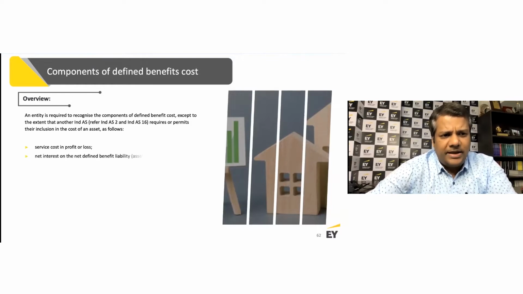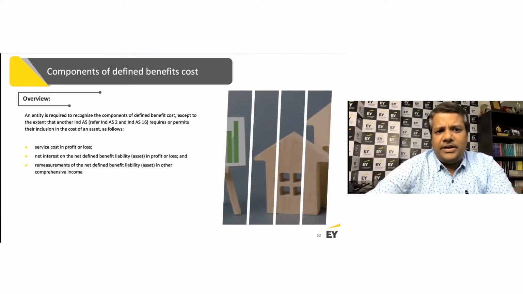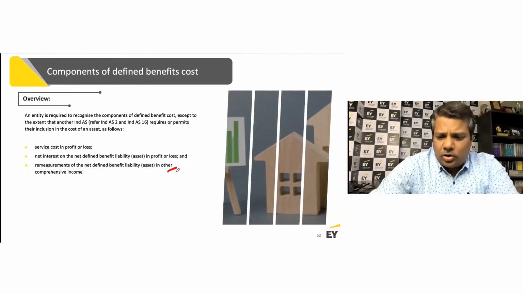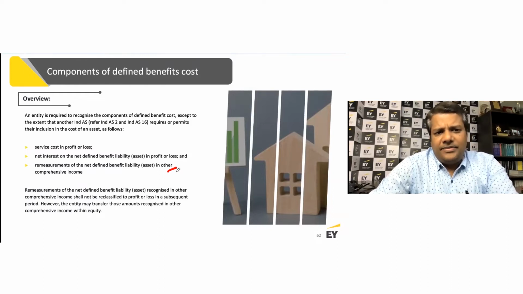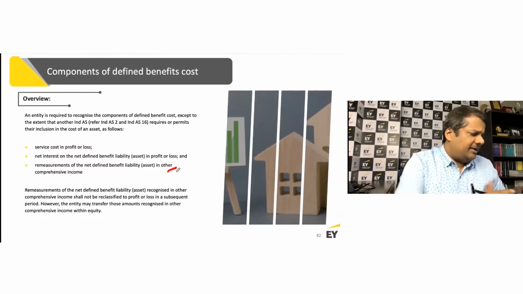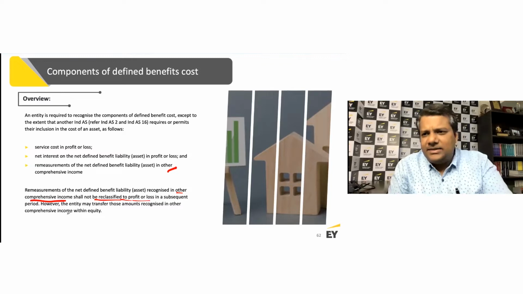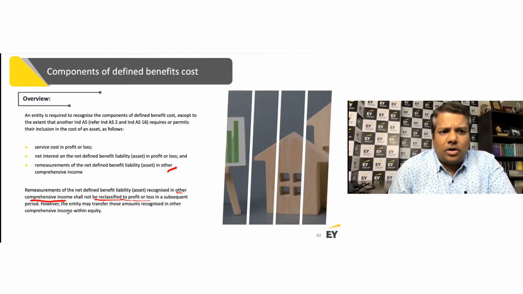So service cost goes in P&L, net interest on the net defined benefit liability goes in profit or loss, and remeasurement of the net defined benefit liability goes in other comprehensive income. This goes into other comprehensive income, along with any other actuarial gain or loss. Remeasurement of the net defined benefit liability recognized in other comprehensive income, anything which goes into OCI, shall not be reclassified to P&L in a subsequent period. However, the entity may transfer these amounts within equity.